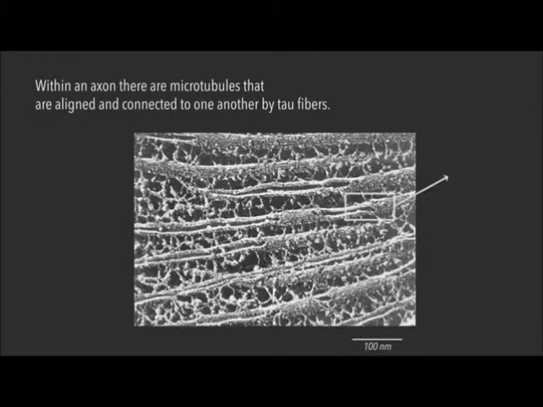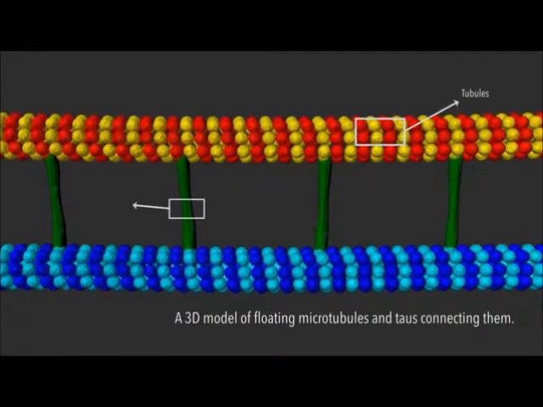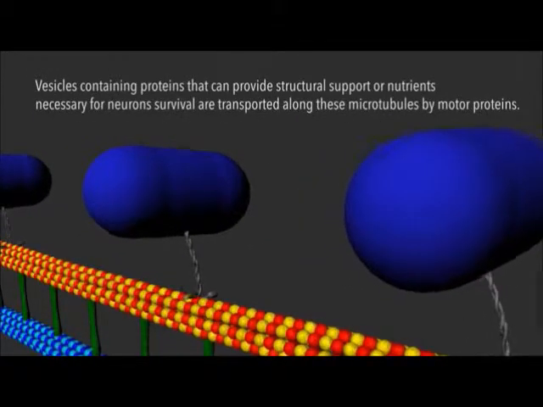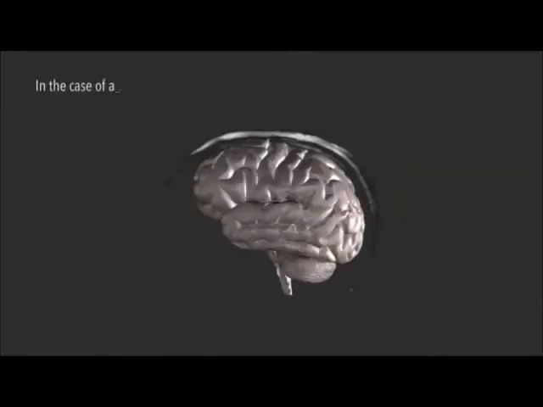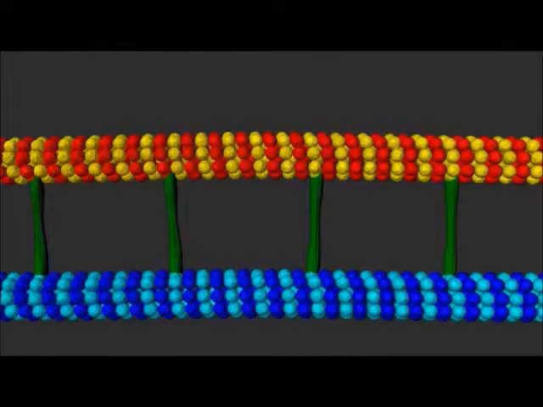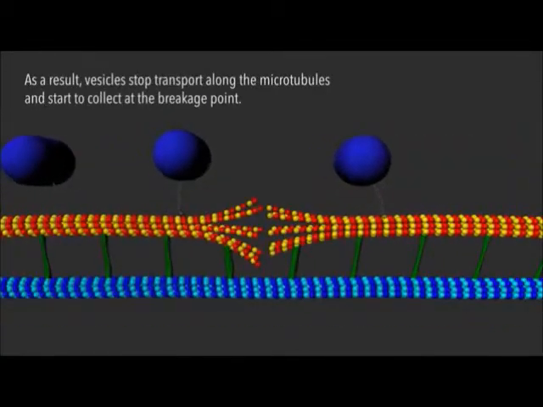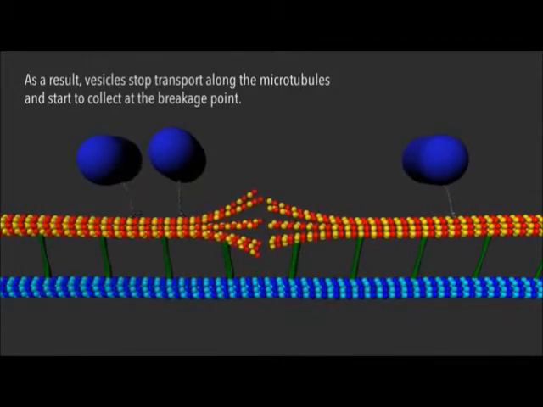In this video, we can see a model of floating microtubules of axons about to break apart. Vesicles containing proteins provide structural support for the neurons, and they are powered by motor proteins. After a blow to the head, these rotational forces cause a large amount of stress on the microtubules, causing them to break.